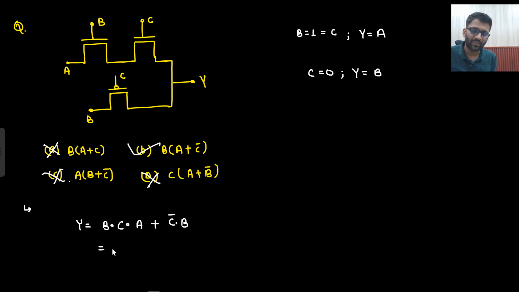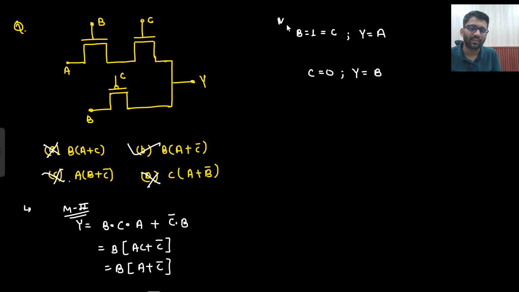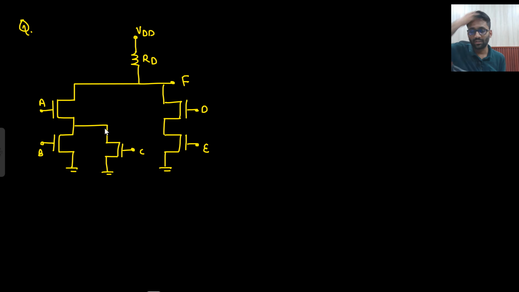And now you can simplify it. So that would be B into AC plus C bar, and that can be replaced with B into A plus C bar. So this was your method 2. Method 1: in the examination, I would rather go with this method. If B is there and C is there, then A will be delivered, plus if C is not there, then B will be delivered. There you go. This was a good question.